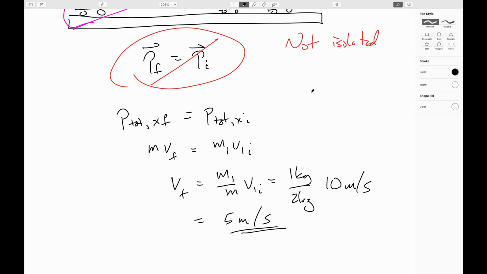So momentum was not conserved in Y. There were external forces on the system that were not balanced. So it was not isolated in Y, but we could still exploit the fact that it was isolated in X to demand that the momentum was a constant in X.